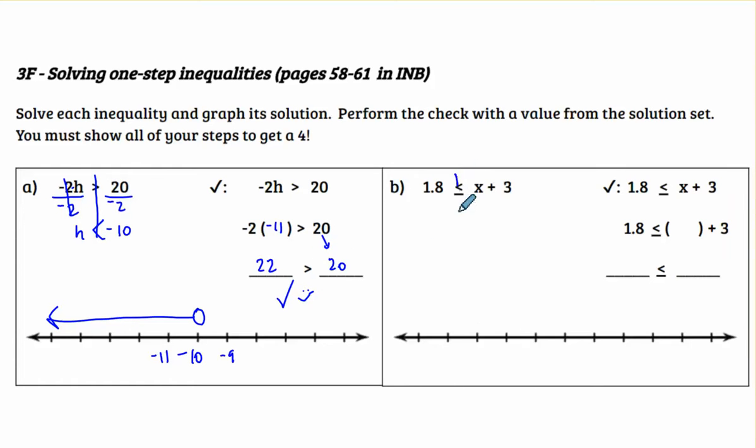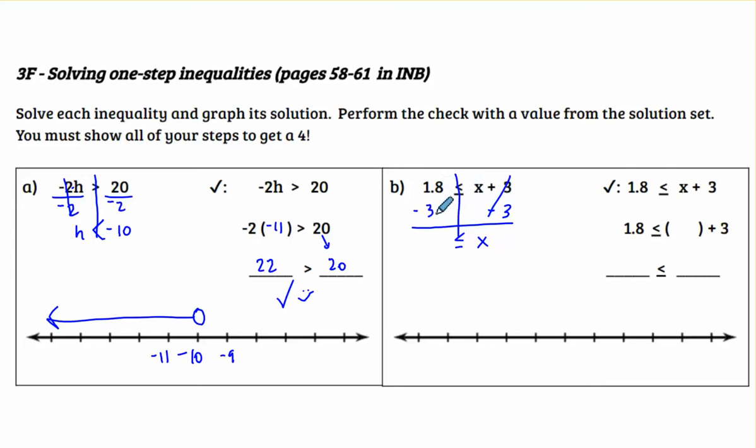I draw my river, and I'm looking over here this time because my x is over here, and I know that I need to subtract 3 on both sides. So I do that, and I'm left with x over here. My symbol is not going to flip because I just subtracted. The only time I ever flip it when I'm doing something is multiplying or dividing by a negative.